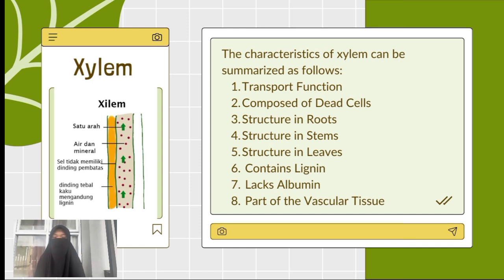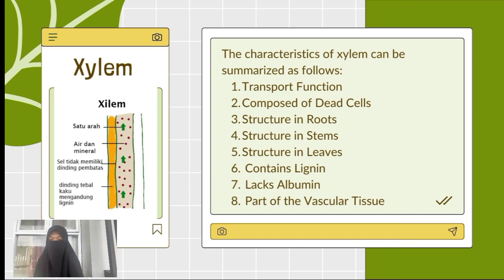And next, five, structure in leaves. Xylem in leaves functions to transport water needed for photosynthesis, working together with phloem, which distributes the photosynthesis products throughout the plant. And six, contains lignin. Xylem cell walls contain lignin, which provides strength and prevents the collapse of vessels during water transport. Seven, lacks albumin. Xylem doesn't contain albumin, unlike some other plant tissues, particularly in gymnosperms.